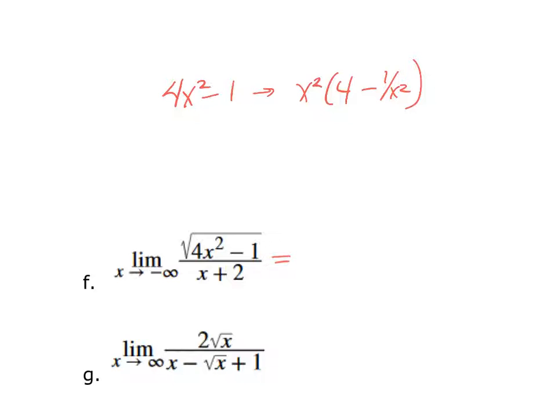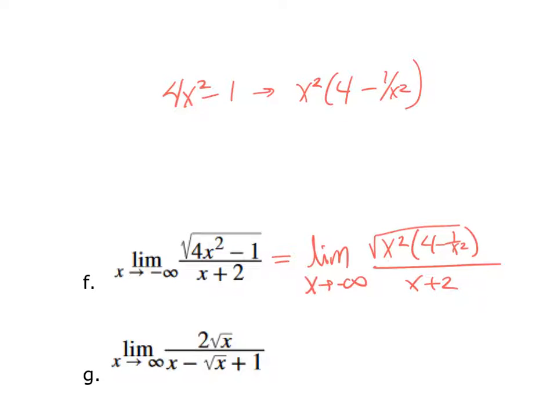Okay? So once I've done that, I know that this is going to equal the limit as x goes to negative infinity of the square root of x squared times 4 minus 1 over x squared, all over x plus 2. How are we doing so far? Are there any questions at this point? Anything at all? All right.